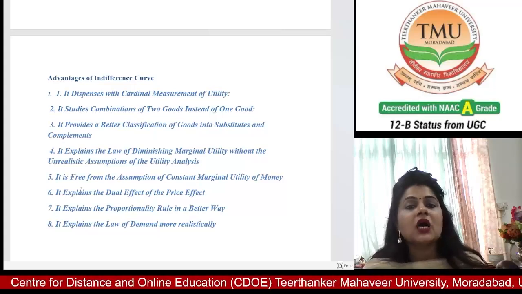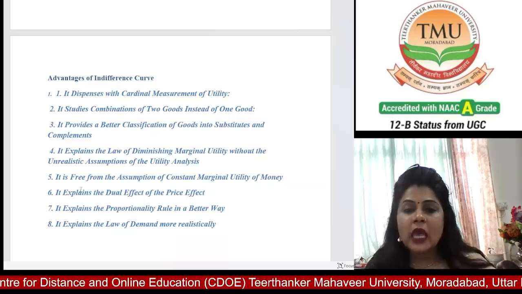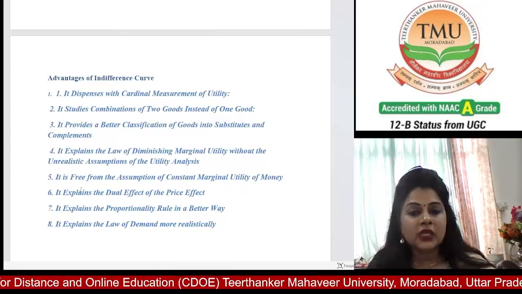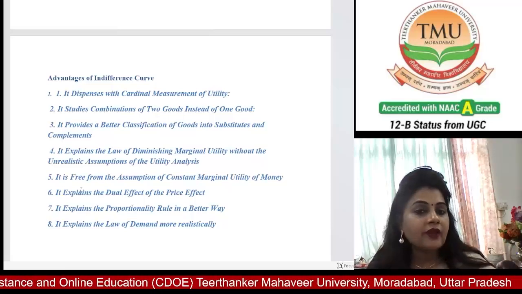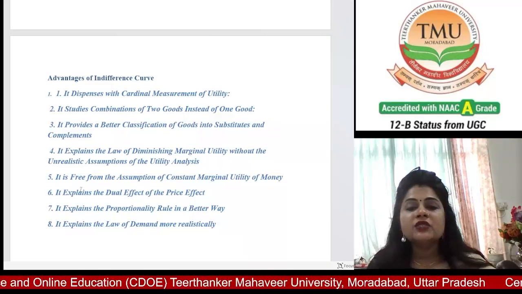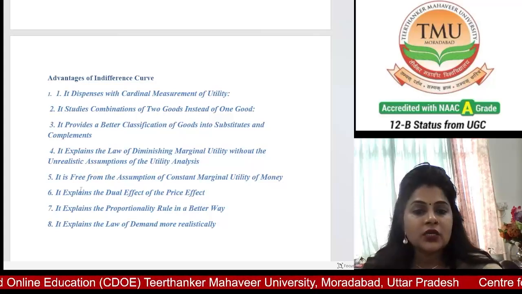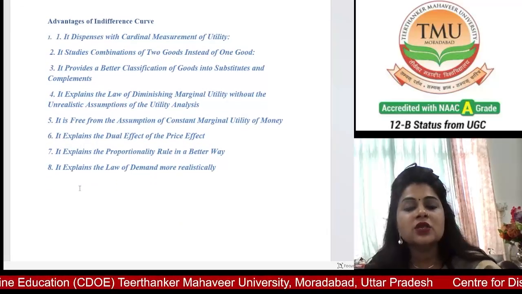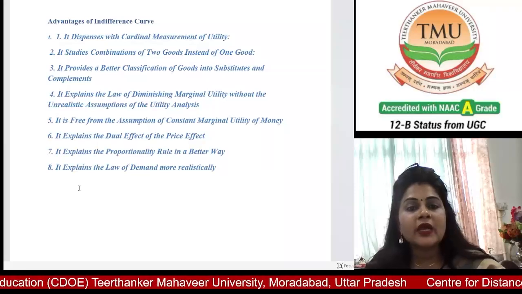This assumption makes the utility theory unrealistic in more than one way. It is applicable to a single commodity model. It fails to use money as the measuring rod of individual satisfaction derived from the consumption of various goods. On the other hand, the indifference technique analyzes the income effect when the income of the consumer changes. Now, the next advantage of the indifference curve: it explains the dual effect of the price.